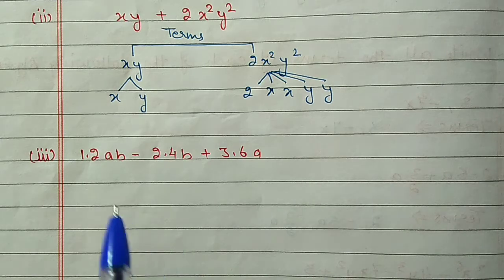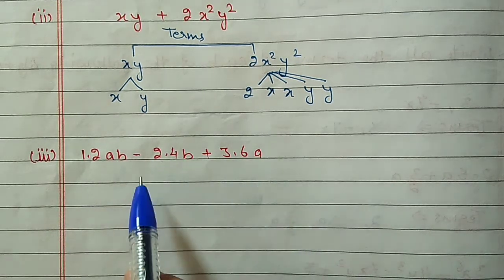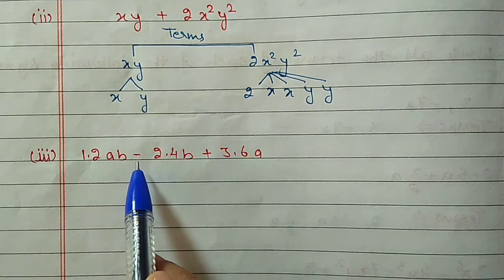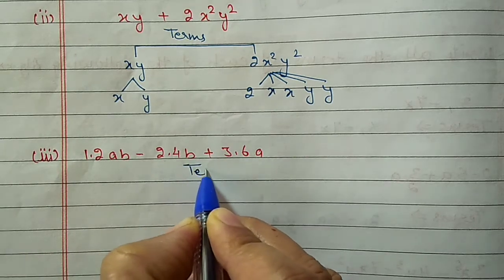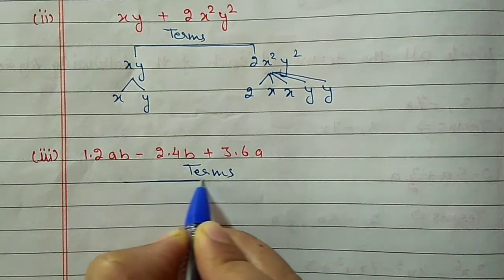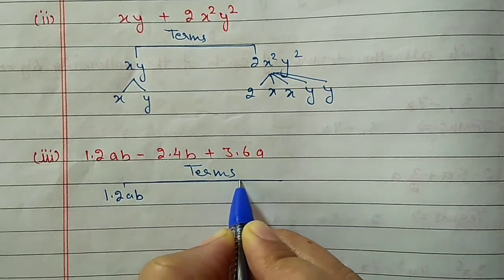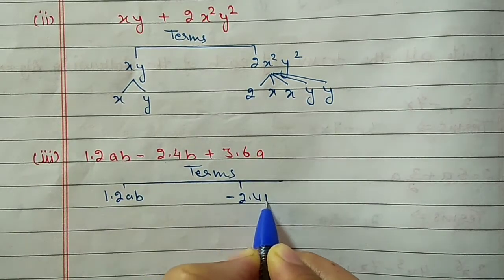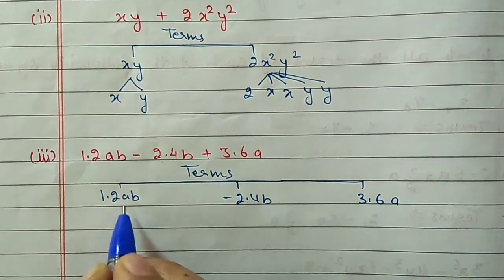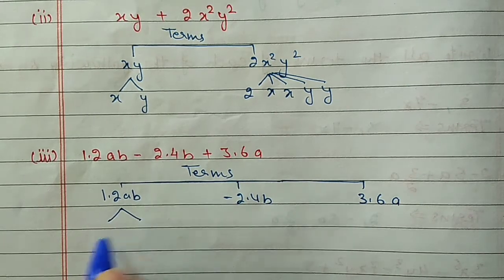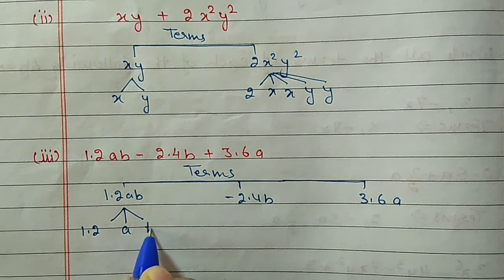Next, third part, in this you can see we have three terms, 1, 2 and 3. Two symbols are there, one for plus, one for minus. So total 3 terms are there. First term is 1.2 AB, second term is minus 2.4B, and third term is 3.6A. So this 1.2 AB we can write as 1.2 into A into B.